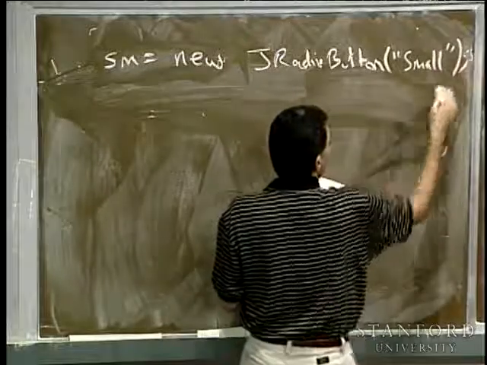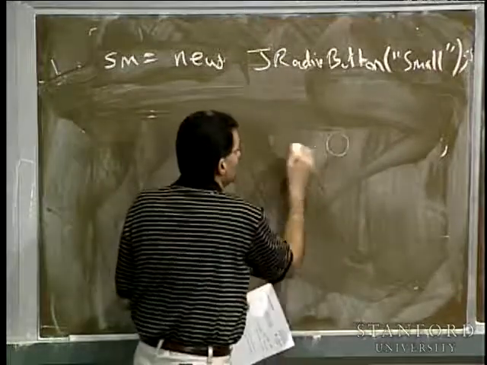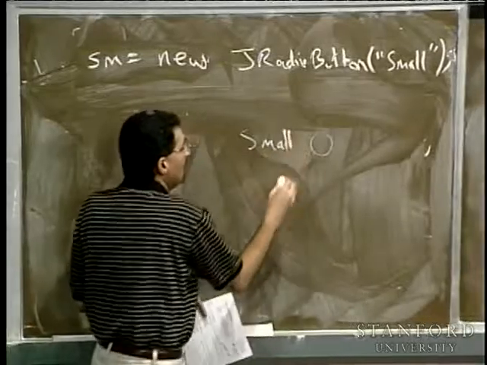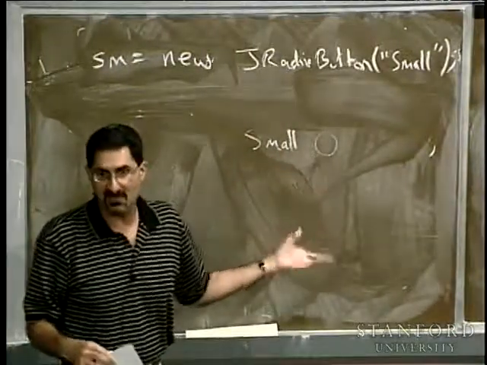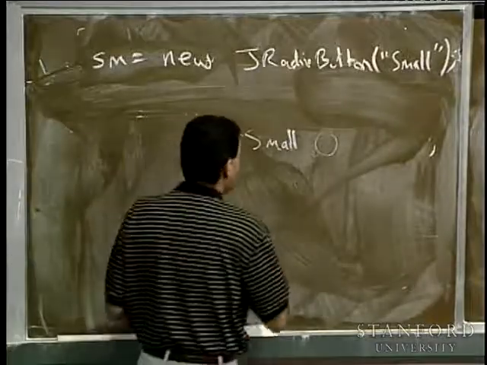So this actually creates a single button, right? The single little circle with the word small next to it. And you might say, okay, Marin, if it does that, how do I know that it's related to medium and large and all that? We'll get to that, okay?